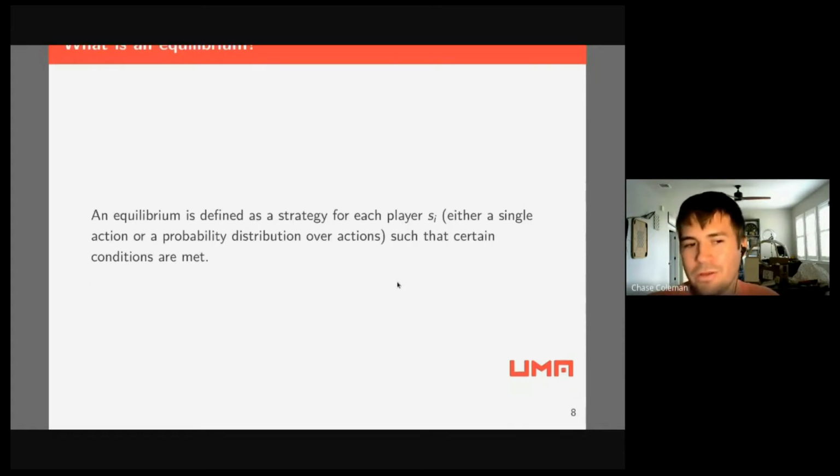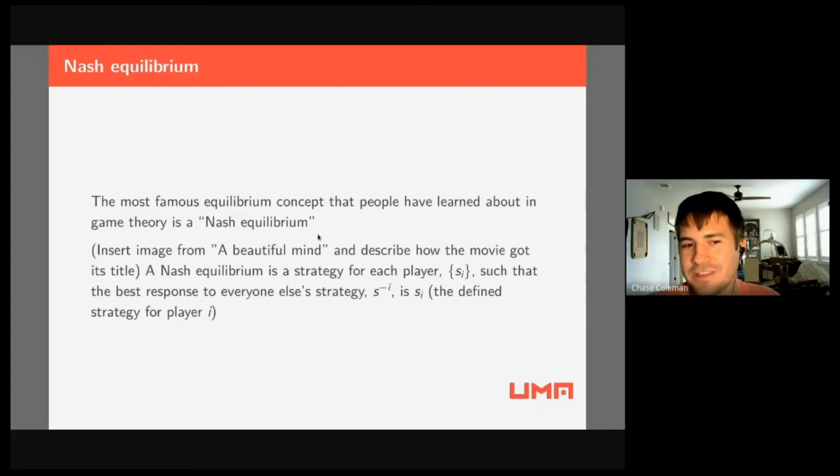Now, what are these conditions? I think it's best to talk about a particular type of equilibrium. So we've probably mostly heard of a Nash equilibrium. And this is, I was meant to insert an image here. So the most famous equilibrium concept people have learned about is a Nash equilibrium. So what's a Nash equilibrium? A Nash equilibrium is a strategy for each player such that your strategy is the best response to everyone else's strategy.